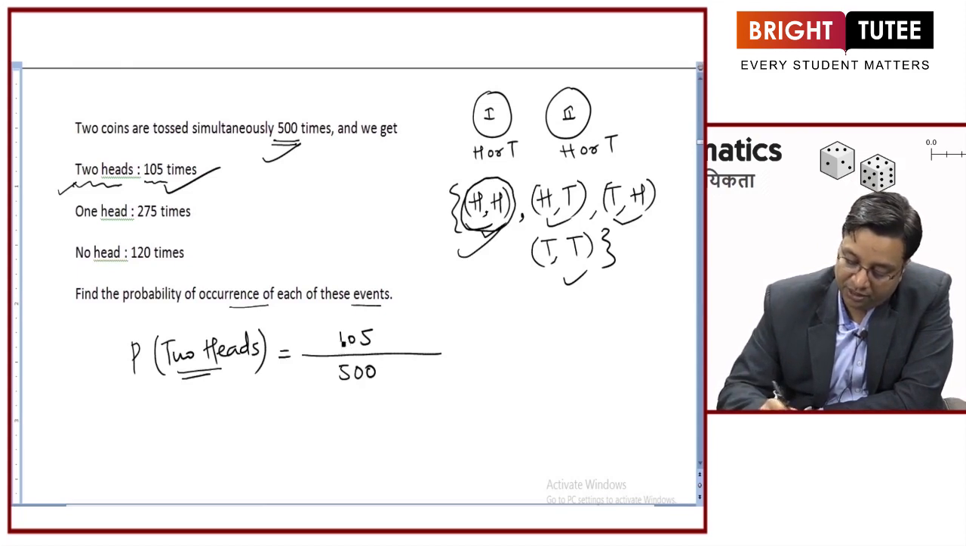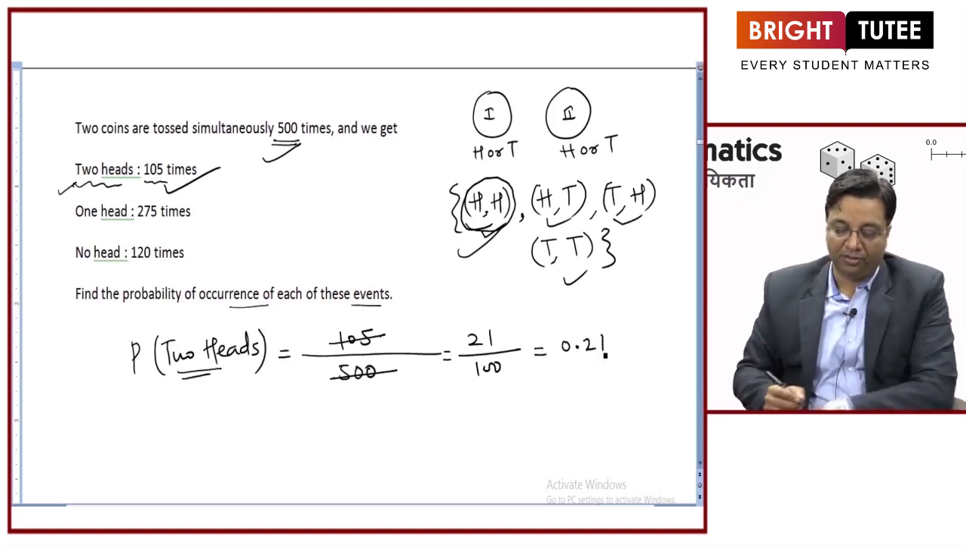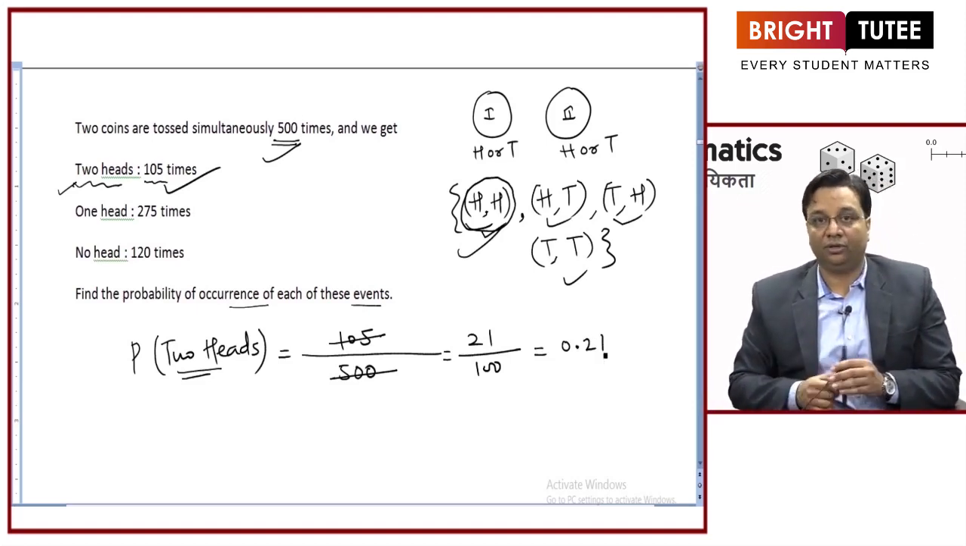Okay, now you can simplify this further. You can write it as 100 here and 21 here, and then 0.21 is the probability of 2 heads coming on top.